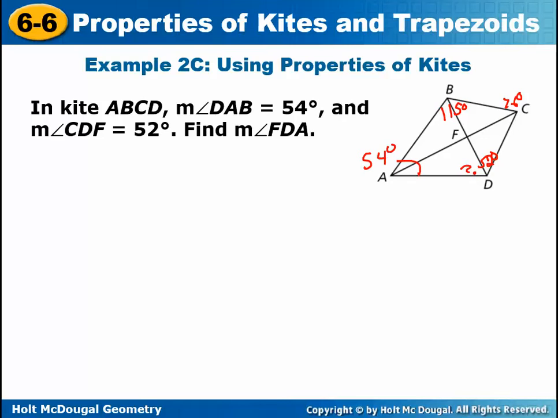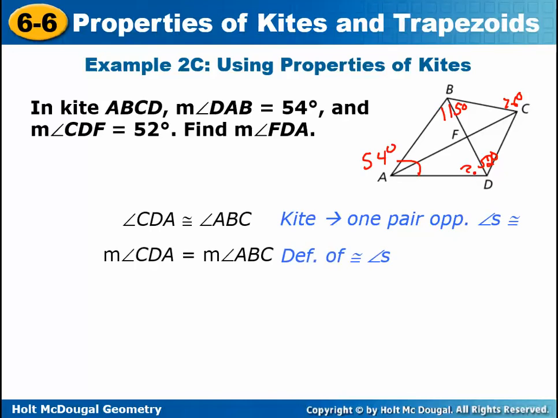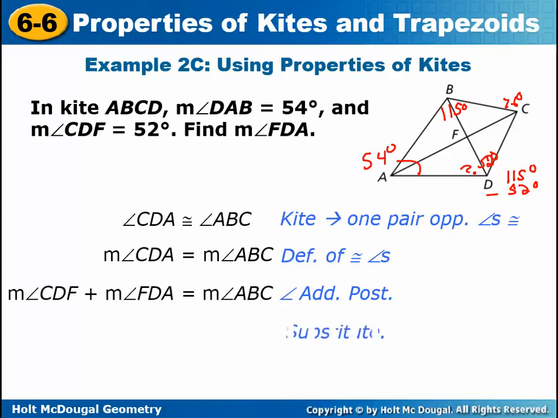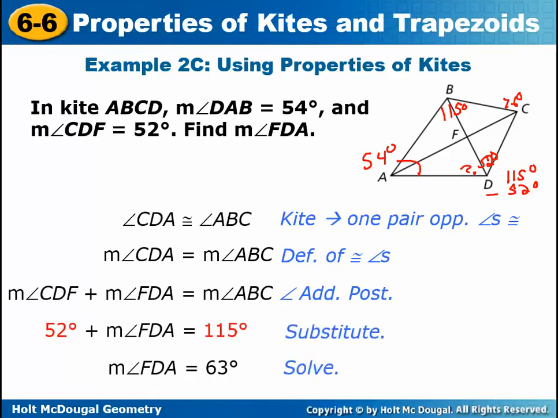So to find that, let's see, we know that angle CDA, where's CDA? CDA is congruent to ABC. Yep, got that. Oh, so if this is 115 down here, all we have to do is subtract 52, and then we'll be able to find the missing angle, which would be 63.